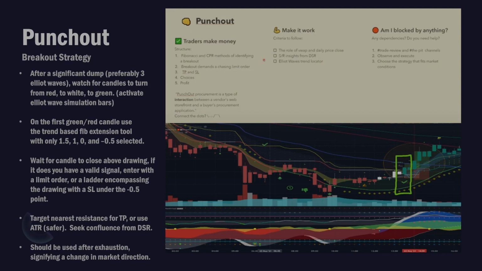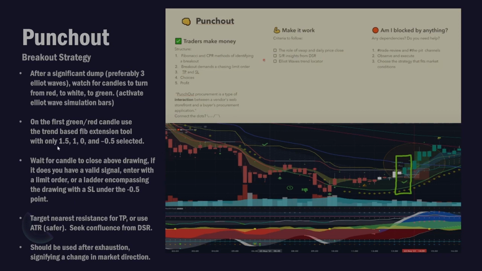So next up, we've got the punch out. This is a breakout strategy. I think CR had another name that he had taken it from. It's a fairly commonly known strategy in other trading firms. If people actually work at professional trading desks, this is one of the strategies that they would use.